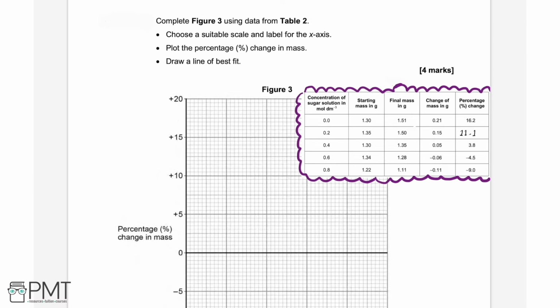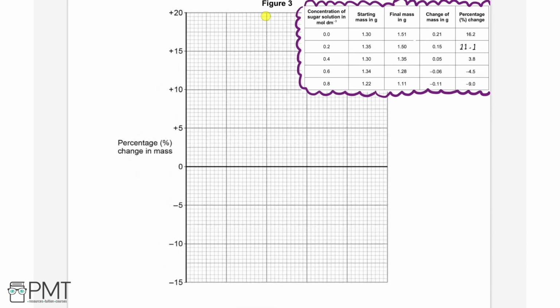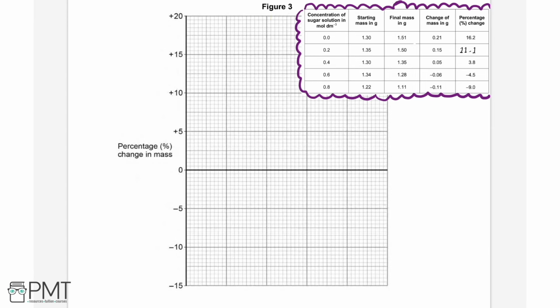Complete figure 3 using data from table 2. Choose a suitable scale and label for the x-axis. Plot the percentage change in mass and draw a line of best fit. So first of all, let's have a look at the x-axis. I have included the table here for ease.